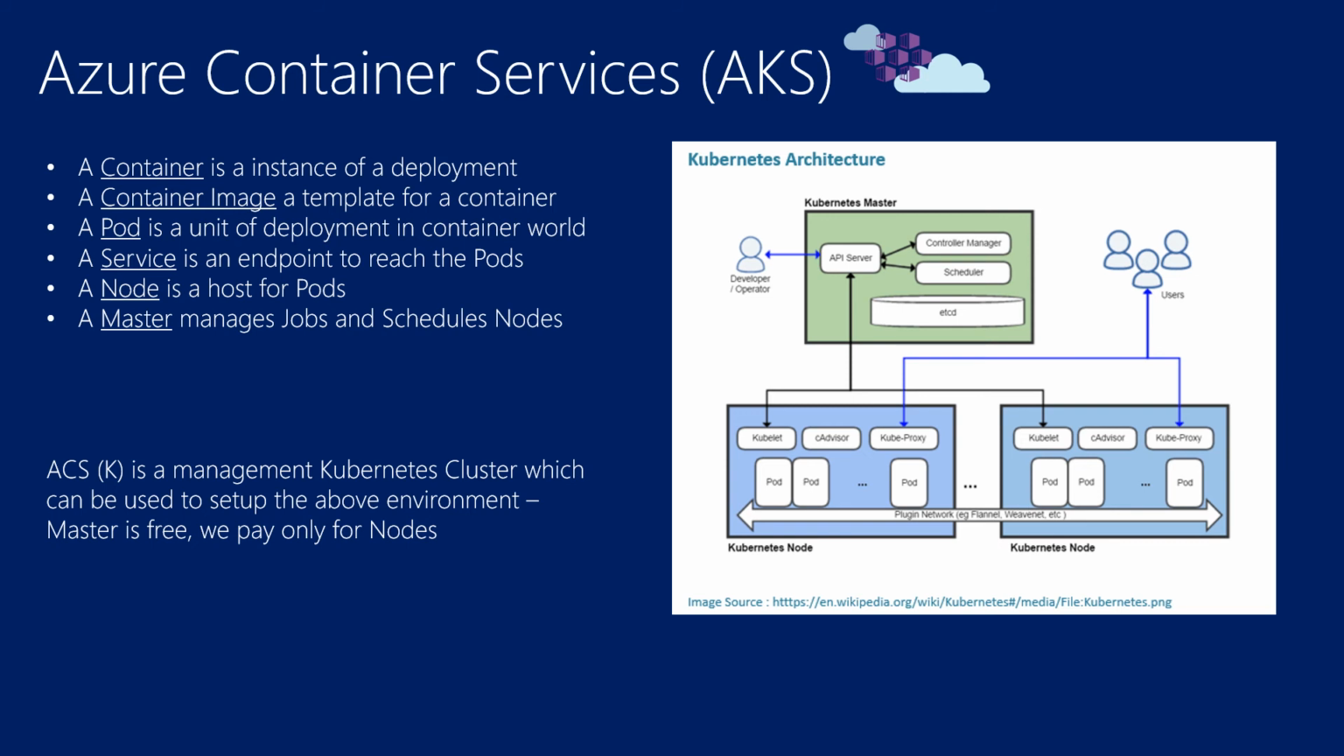A service is an endpoint to reach those pods. Let's say, for example, you convert the web application into a container and you put the container into a pod. A service is a URL to reach that particular pod. A node is a host for the pods, like a machine. You can see the blue box here, that is a Kubernetes node. A node can host multiple pods.